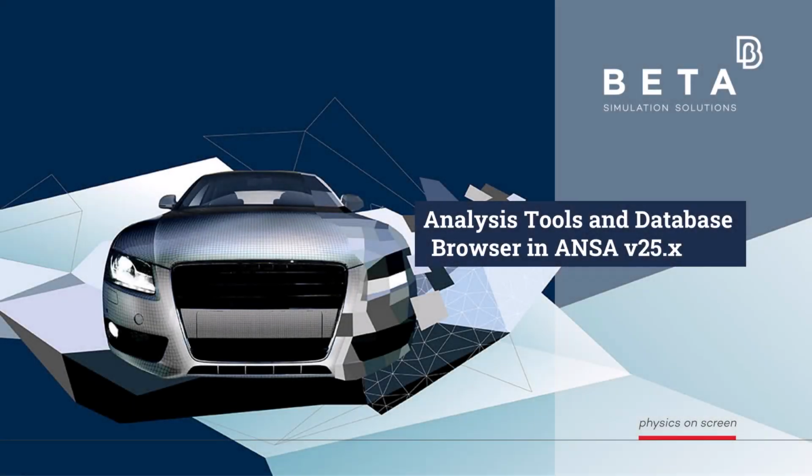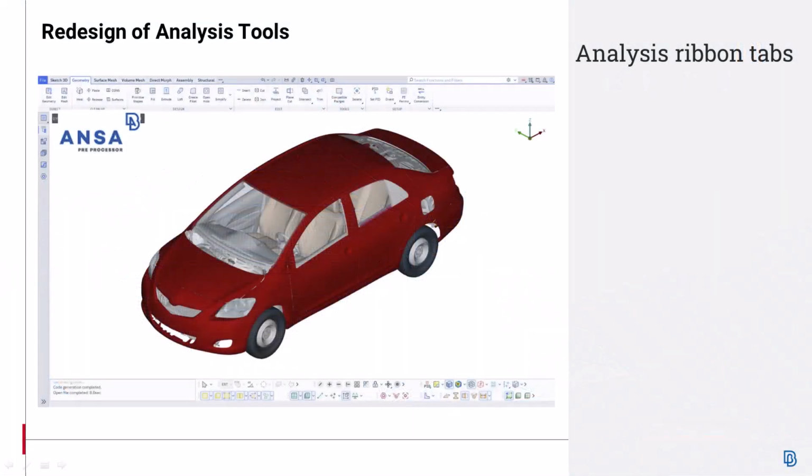Welcome. In this video we will go through the functionality of DEX that can be found as Analysis in ANSA version 25. This version offers a fully updated interface with improved aesthetics and optimized user experience. Analysis tools and module buttons are now organized into ribbon tabs in a manner that minimizes the number of buttons having direct access to main functionality.